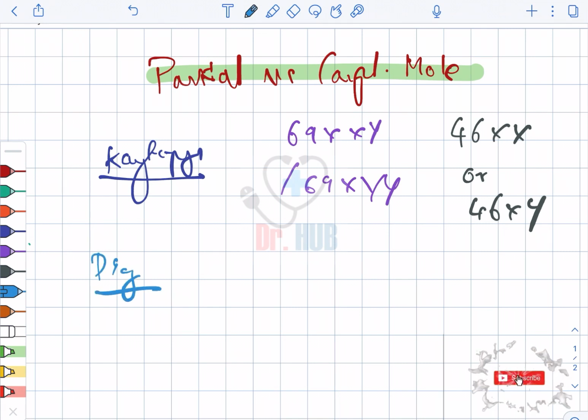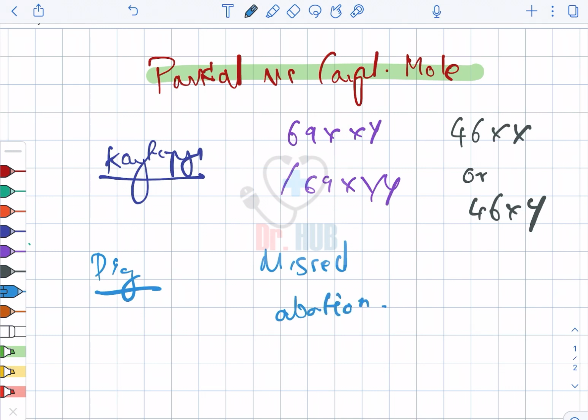Looking at diagnosis, it is by missed abortion in case of the partial mole. In case of the complete mole, it is molar gestation.